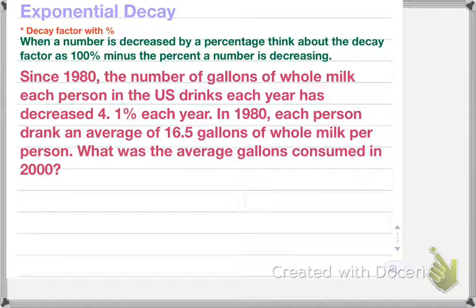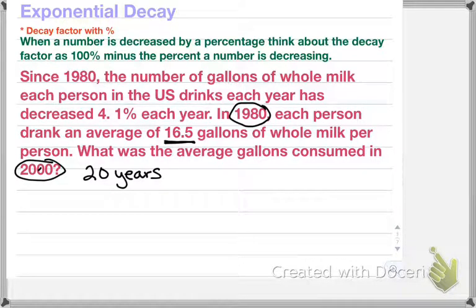So in this one, in 1980, the number of gallons of whole milk each person in the U.S. drinks decreased by 4.1% each year. In 1980, each person drank 16.5 gallons of whole milk per person. What is the average gallons consumed in the year 2000? So our initial amount, our A, is going to be our 16.5. That's what it was in 1980. And now we're talking about 2000. So we got to think about how long is that span of time? Well, that's 20 years. So that's going to help us know what to put for our X.